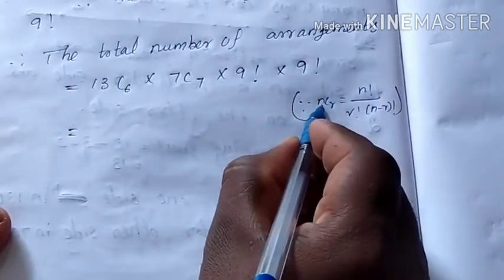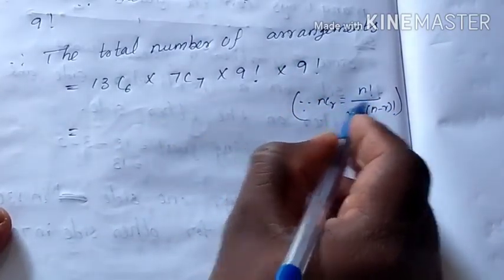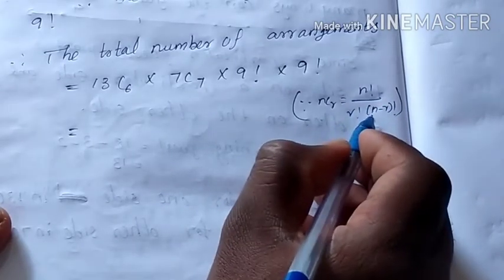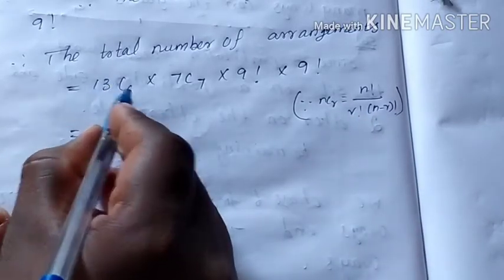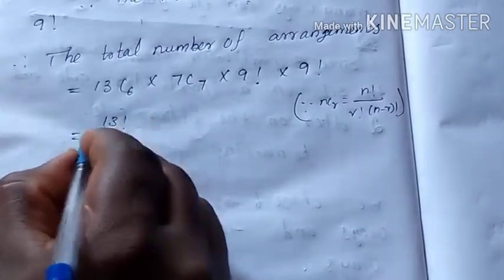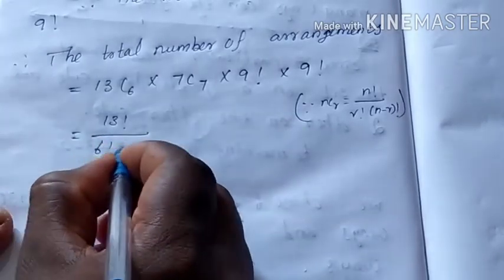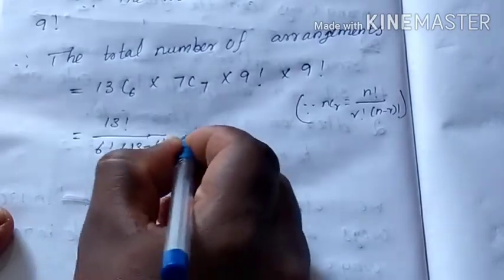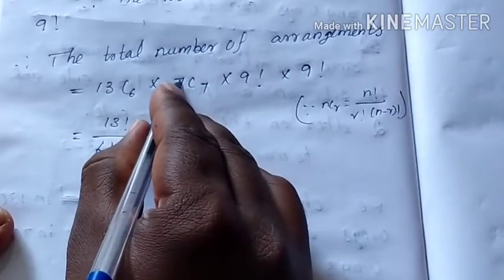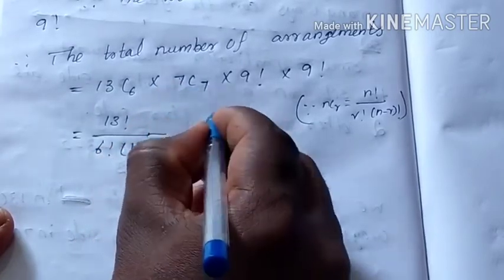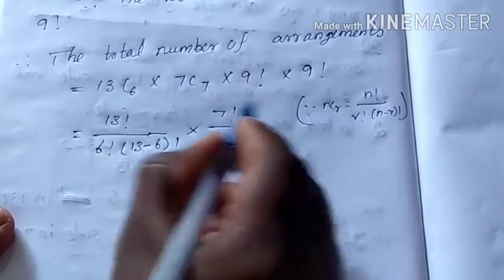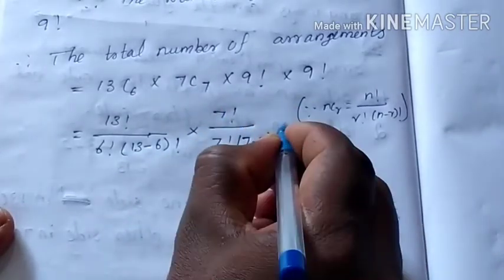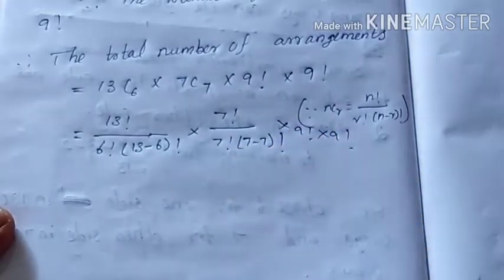The combination formula is nCr equals n factorial divided by r factorial into (n minus r) factorial. This is already known. Consider here, this is n, this is r. So 13 factorial divided by 6 factorial into (13 minus 6) factorial. In the same way, 7C7: 7 factorial divided by r is 7, so 7 factorial into (7 minus 7) factorial, into 9 factorial into 9 factorial.